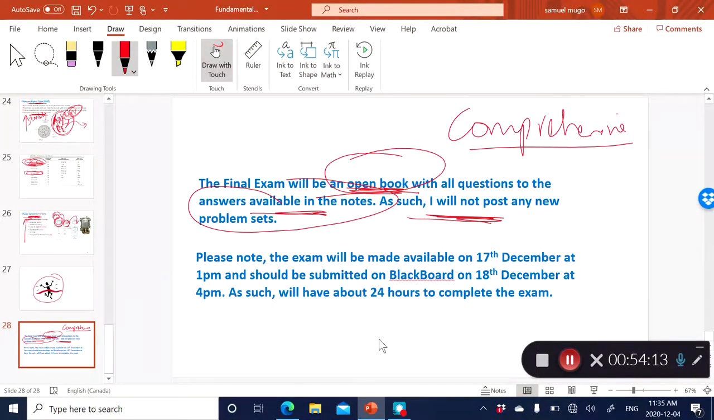Now, the exam will be made available on the 17th of December at 1 p.m. and it should be submitted through Blackboard on the 18th of December at 4 p.m. and that's going to give you slightly more than 24 hours to complete the exam. And again, I wish you the best of luck.